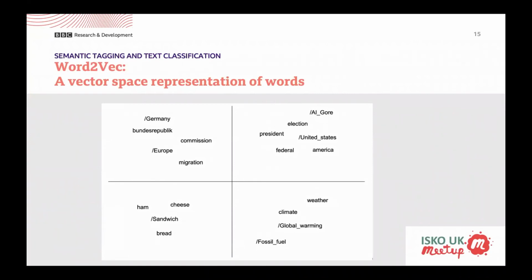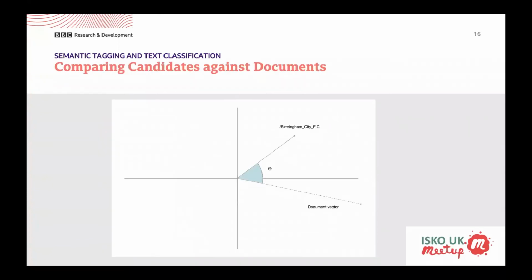Now I'm showing it here in 2 dimensions, but it's typically 200 dimensions. And the key point here is that words which are related to each other and entities which are related to each other in this vector space will be close together. They will have similar vectors, whereas words which are unrelated will be a long distance apart. And you can do lots of interesting things with it. And the one thing we used it for was this disambiguation.